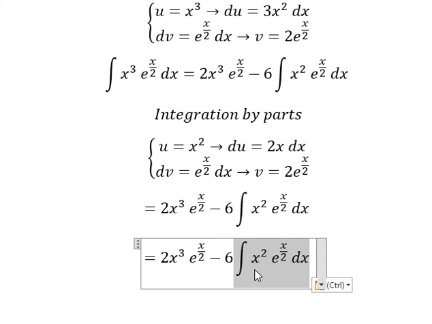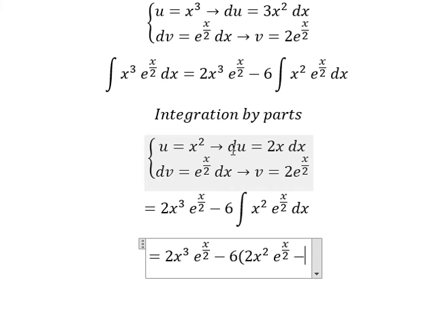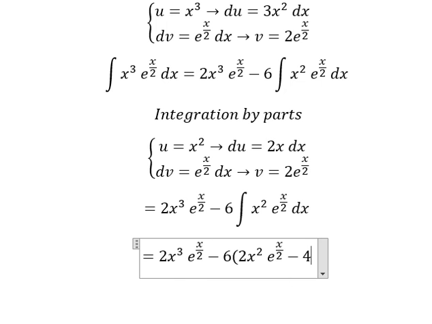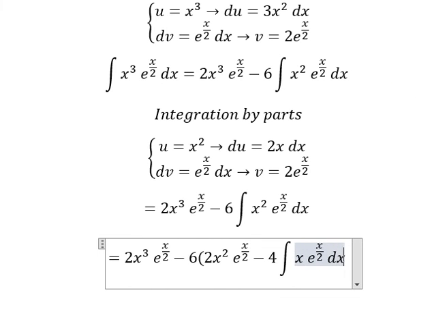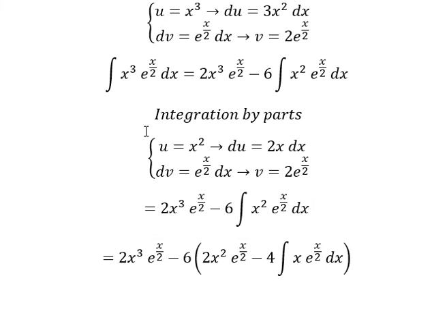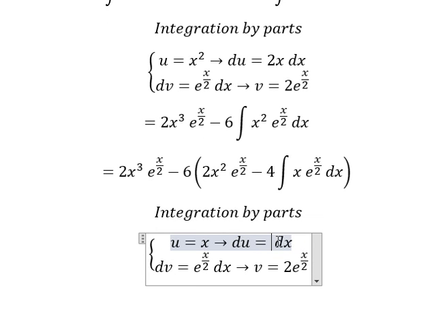So about this one, we have u multiplied by v minus we have the u multiplied by v, so we have number 4, and we have the integration s e to the power of s over 2 ds. Now we continue using integration by parts again. This one we change to s. This one we have the s.